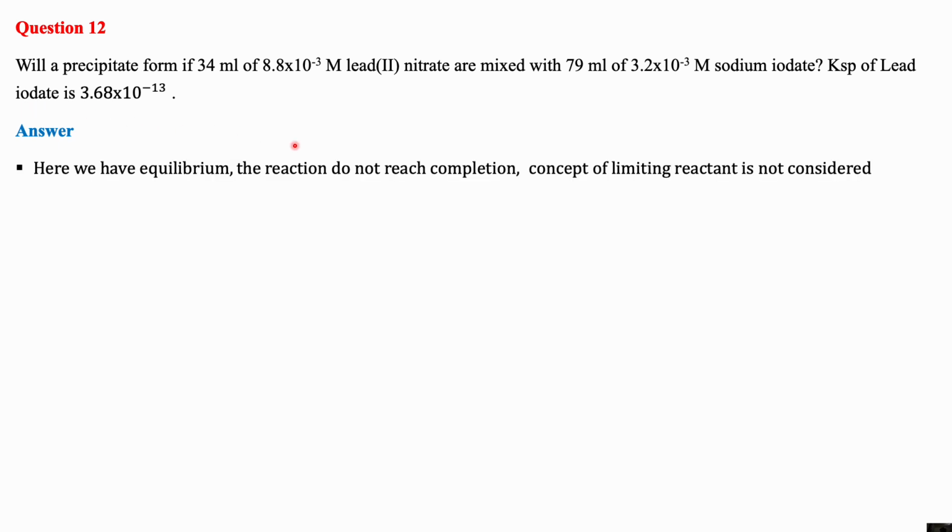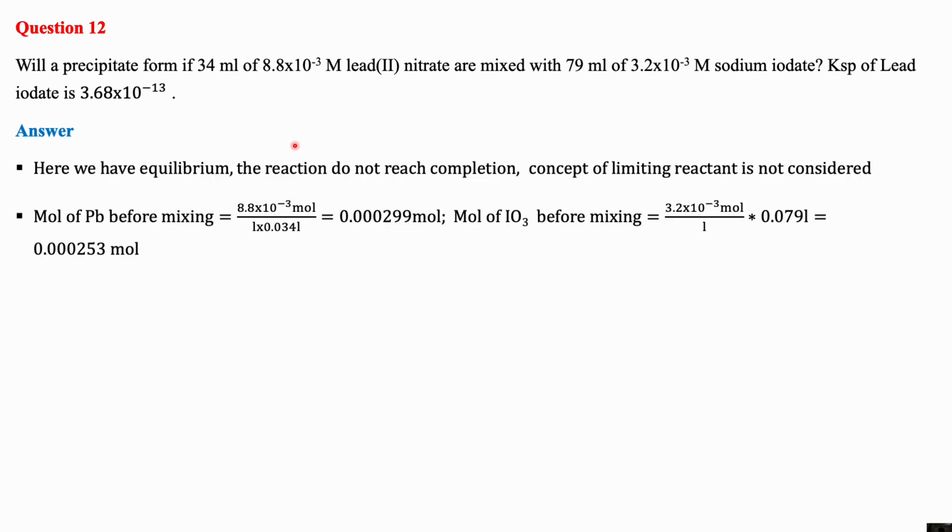So let's first see, here we have the equilibrium, so we don't use the concept of limiting reactant. But before, let's find the number of moles of lead and the number of moles of iodate before mixing. So the moles of lead before mixing, we take the concentration times the volume. That means we take 8.8 times 10 power negative 3 molar of lead nitrate. Then we multiply with the volume, so we convert the volume into liters. Then we get these moles.